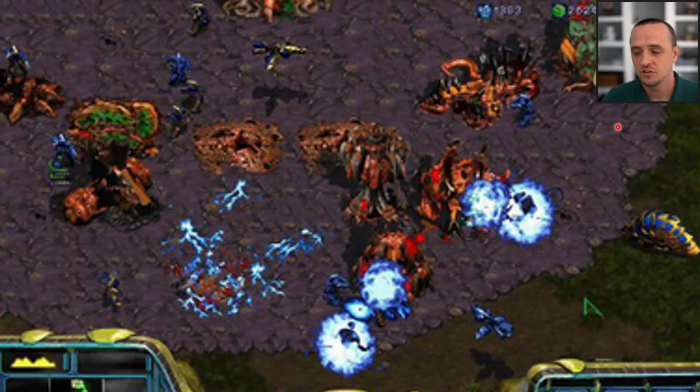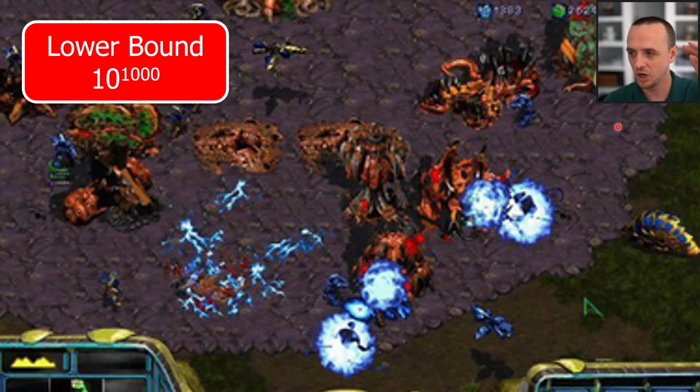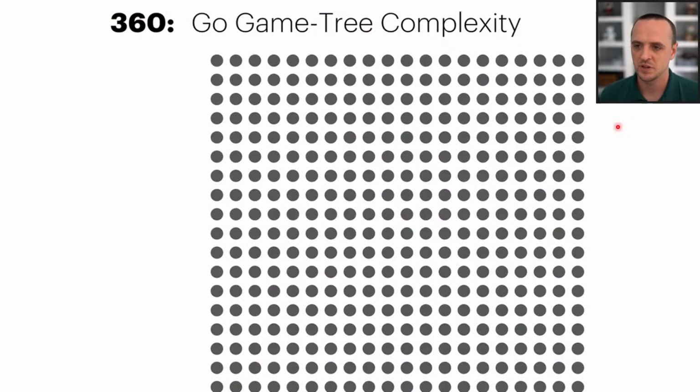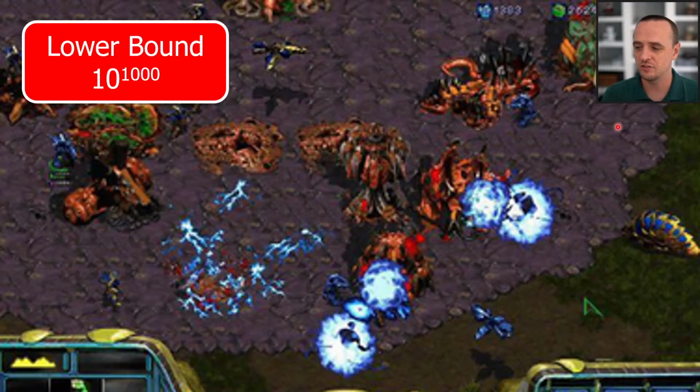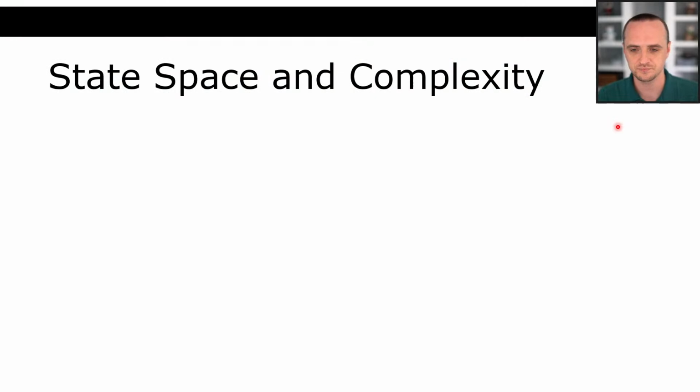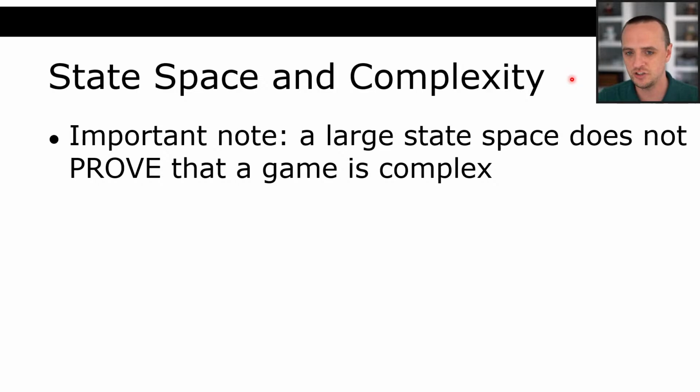StarCraft, we computed in a paper that a lower bound of the number of possible games of StarCraft is 10 to the 1,000. Like, it doesn't even matter how big it is anymore. The numbers are so big, it doesn't even matter, right? It's just way bigger. So what this tells us is that Go, chess, StarCraft, we could not just write a program to enumerate the whole game and tell us the best answer. That's what this calculation tells us. So, important, very, very important. A large state space does not prove that a game is complex, but it is necessary to show that a game is complex, okay?